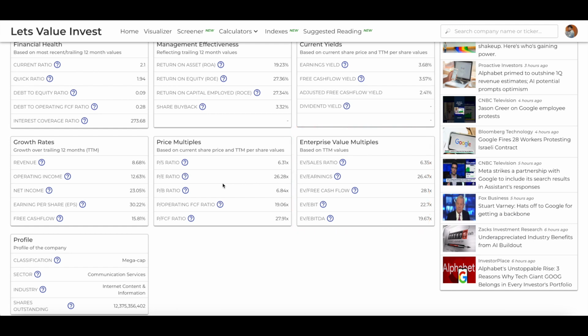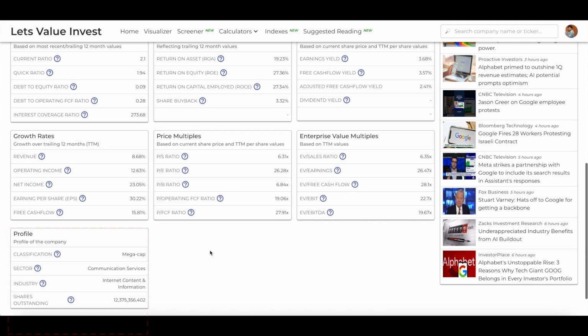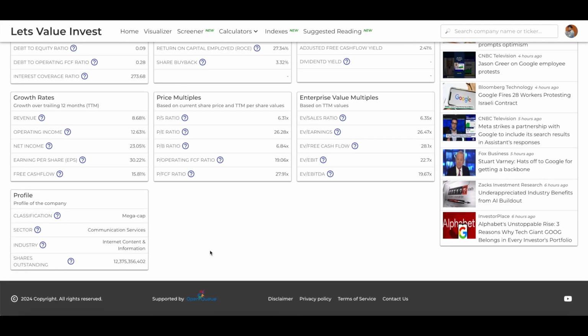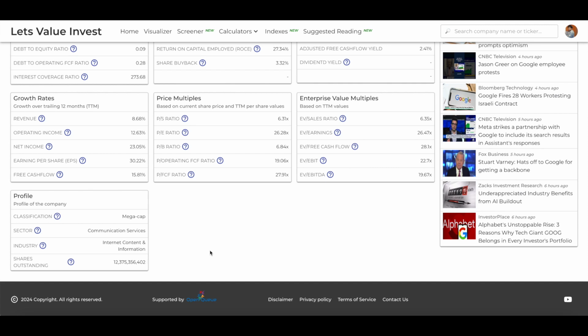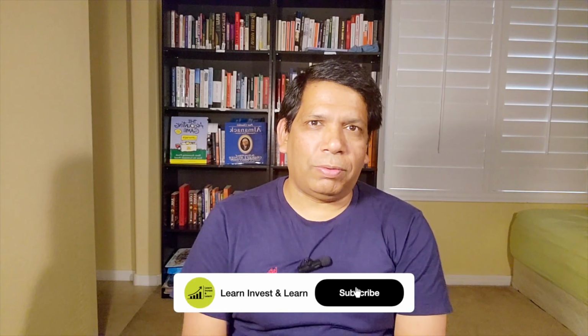And lastly, the profile section. This quickly lists the classification of the stock in terms of nano, micro, small, mid, large, or mega caps, and it also shows which sector and industry the stock belongs to. Additionally, it lists the number of shares the stock has outstanding. That wraps up the details of the overview tab.